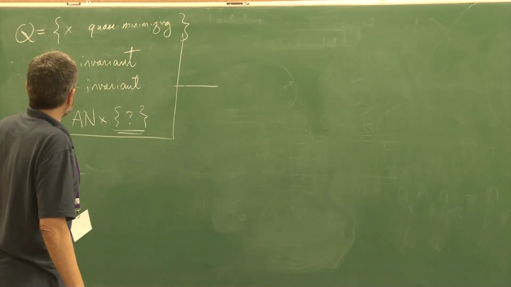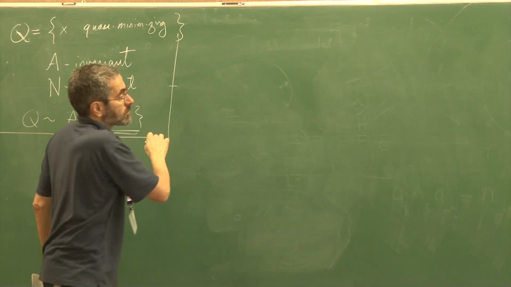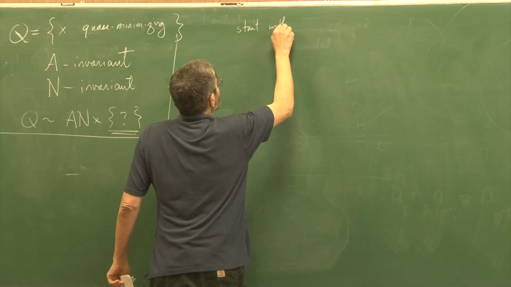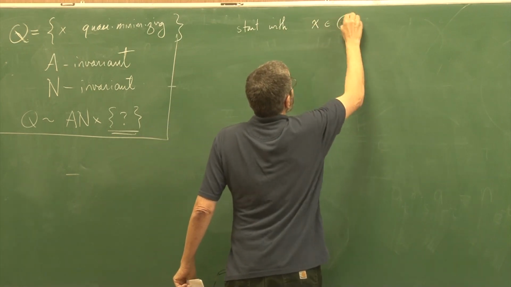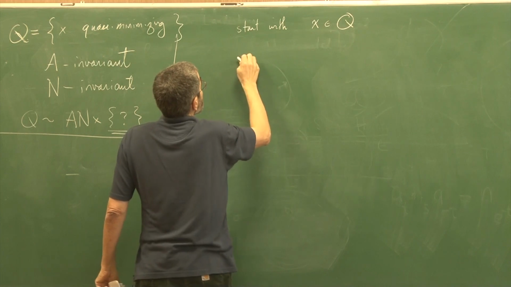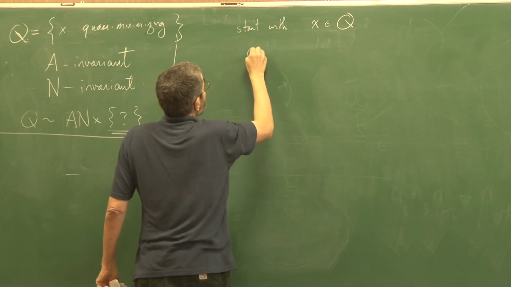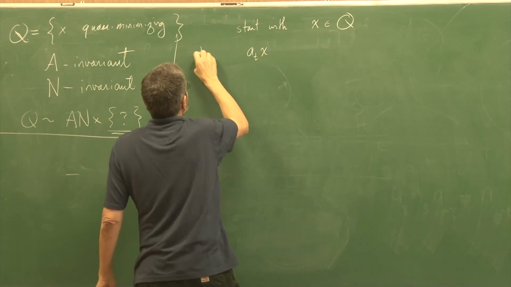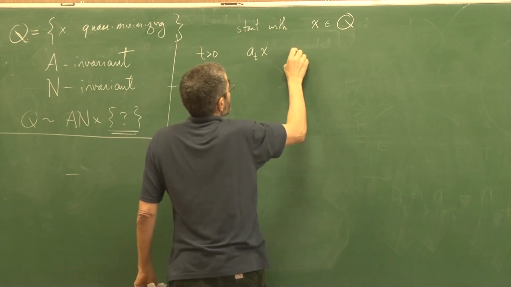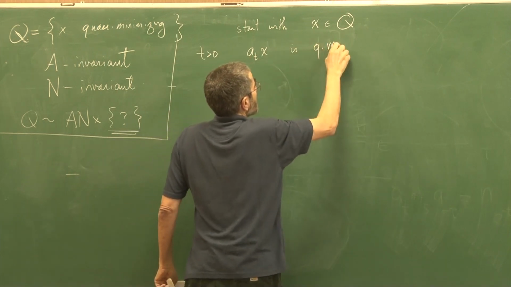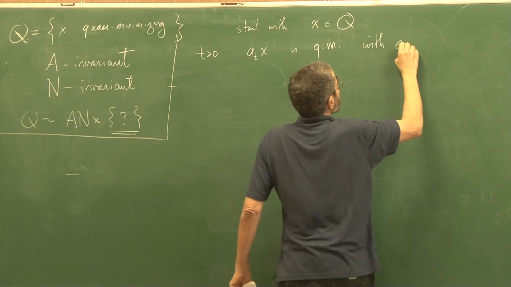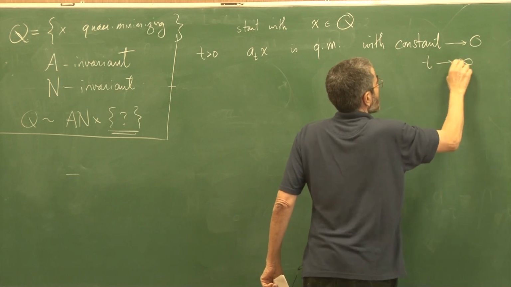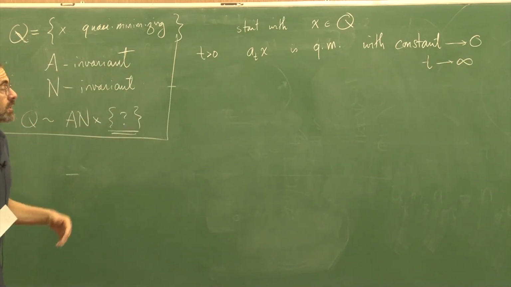Okay, so what is Katie's observation? It's that if you start with X in Q, then A^T X is still in Q, but when T is positive, A^T X is quasi-minimizing with constant going to 0 as T goes to infinity. It gets better and better, more efficient. And why is that true?